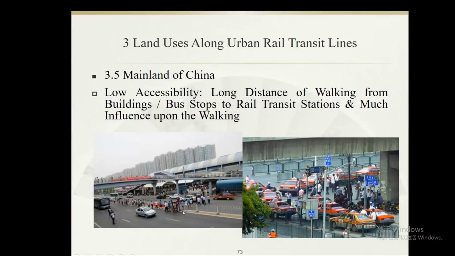You see, here is another metro station. Very dangerous. Okay? Crossing the bridge is here. It's too long for people to walk into the station and walk outside the station. Low accessibility. Long walking distance from buildings or bus stops to rail transit stations has much influence upon walking. This is another case we need to avoid. And this also, this is another case where we have made the mistake.